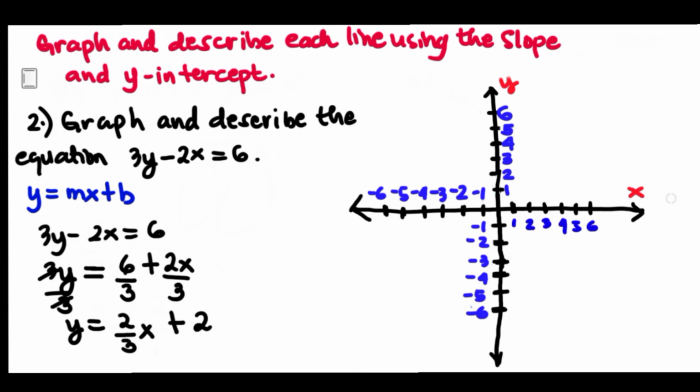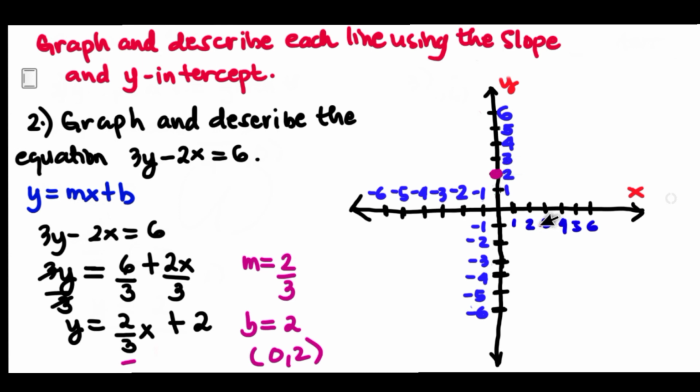So, let's identify the slope. The slope is the one beside x. So m is equal to 2 thirds. And then b, or the y-intercept, is 2. Its point is 0 and positive 2, or 0, 2. So let's find positive 2. So 0, 2 is placed on the y-axis. So this is positive 2 on the y-axis.